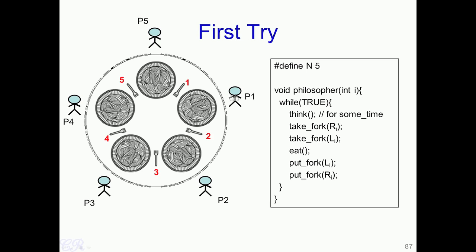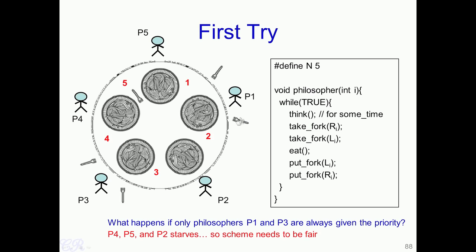The issues come because each of these philosophers essentially executes this function independently, thinking and feeling hungry and eating all independently. So, let us consider this particular scenario. Let us say the philosophers P1 and P3 have a higher priority, that is, whenever they request for the fork to be picked up, the system will always ensure that they are given the forks.